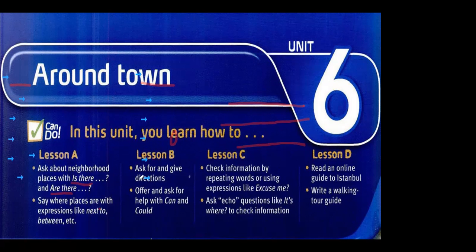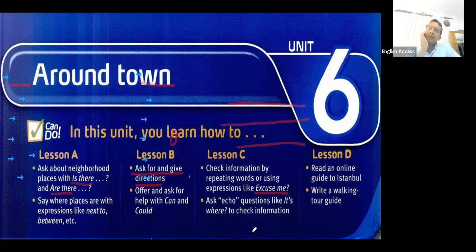Lesson C. Check information by repeating words or using expressions like excuse me, or echo questions. Echo questions are used to check information. When we repeat part of the question, that's why it's an echo. We repeat what you are being asked.